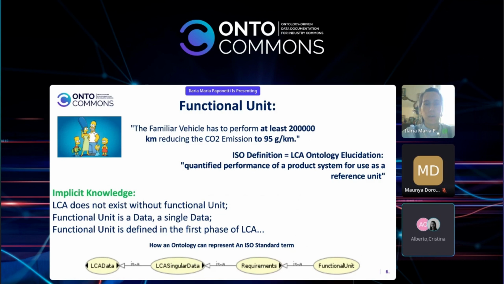Here I want to focus on the functional unit concept because it was difficult to interpret from the ISO definition, which is also the lifecycle ontology elucidation: the quantified performance of a product system for use as a reference unit. There is implicit knowledge that is not shown in the ISO, and my ontology wants to be explicit.